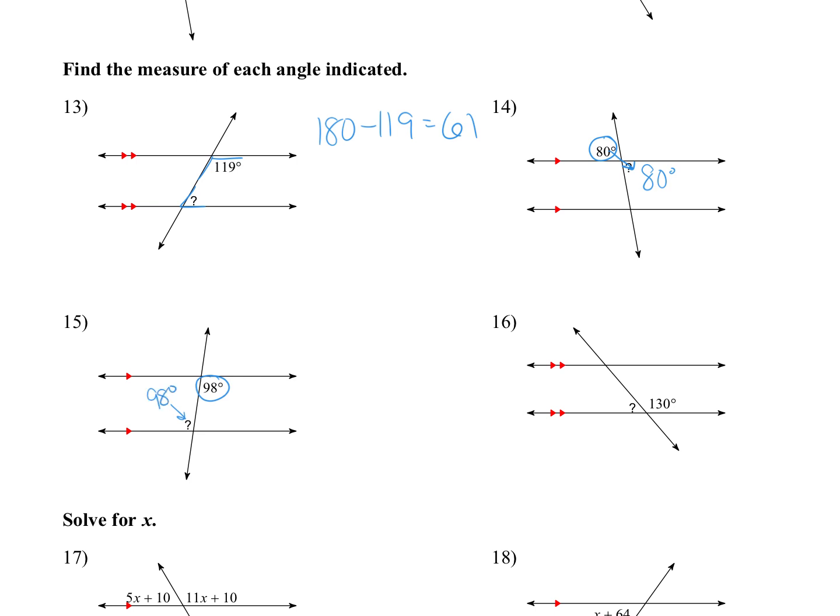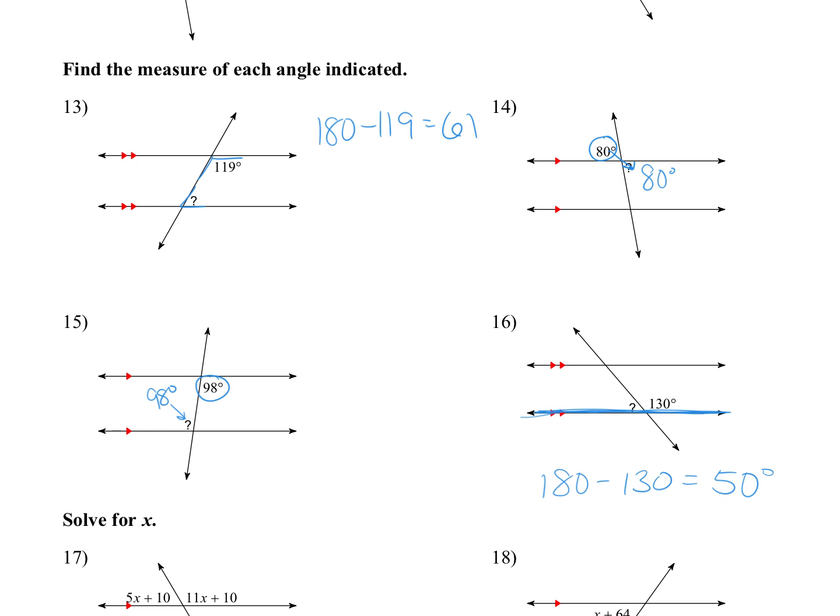Number 16, we work with these a lot. What do we know about two angles that are on a straight line? They add up to 180. So we do 180 minus 130, which is 50. Any questions on those? All right, 17 through 20 is very similar.